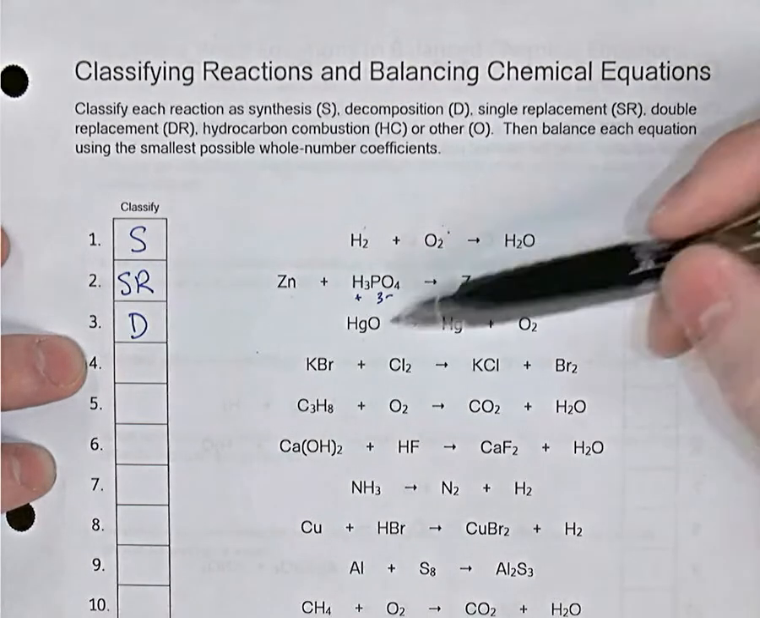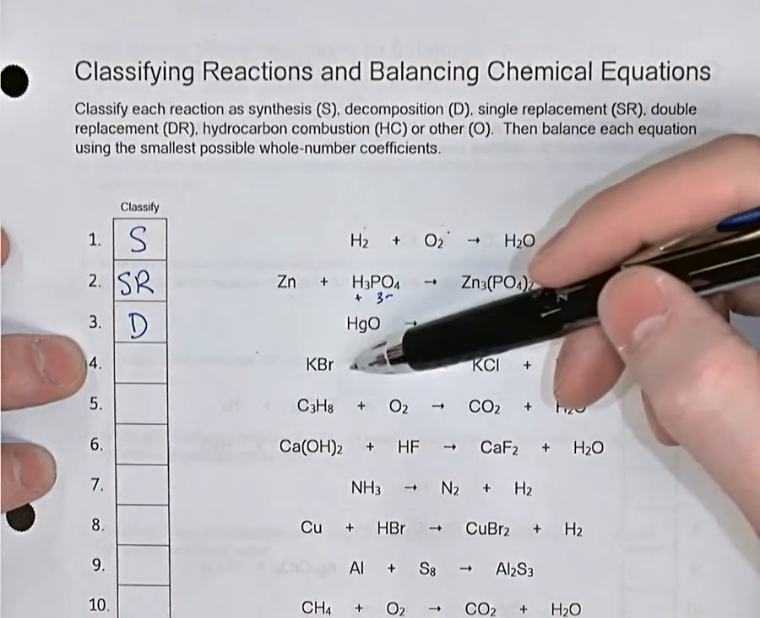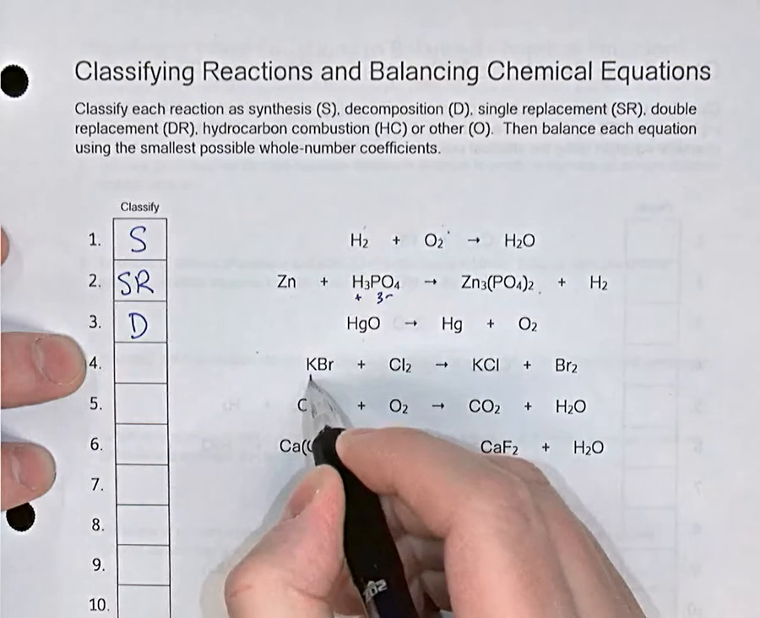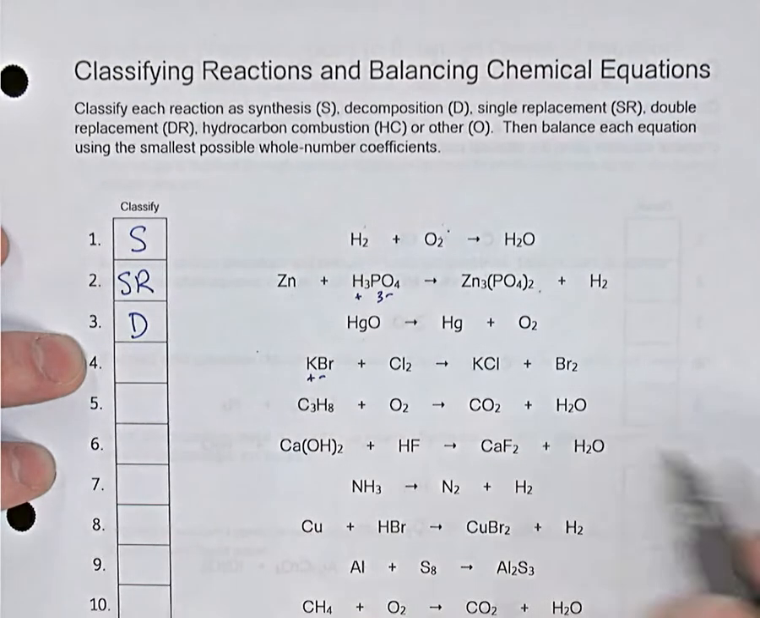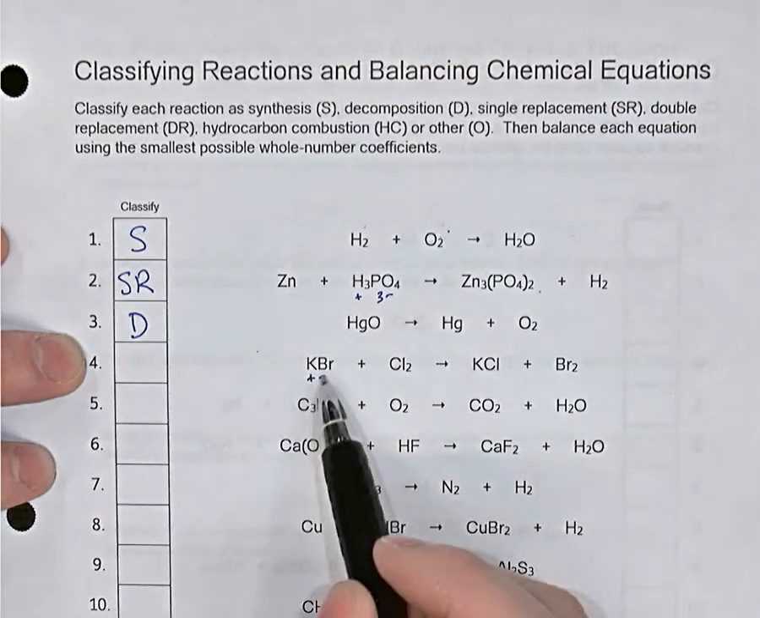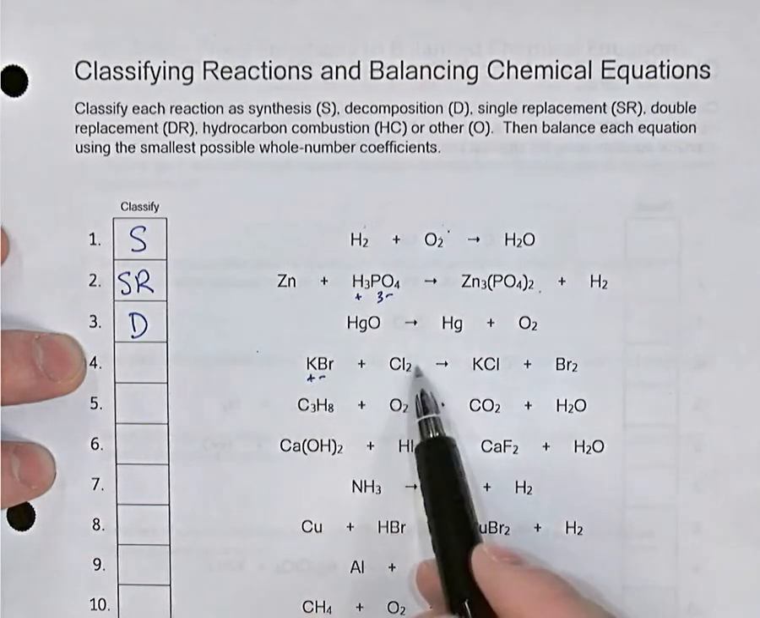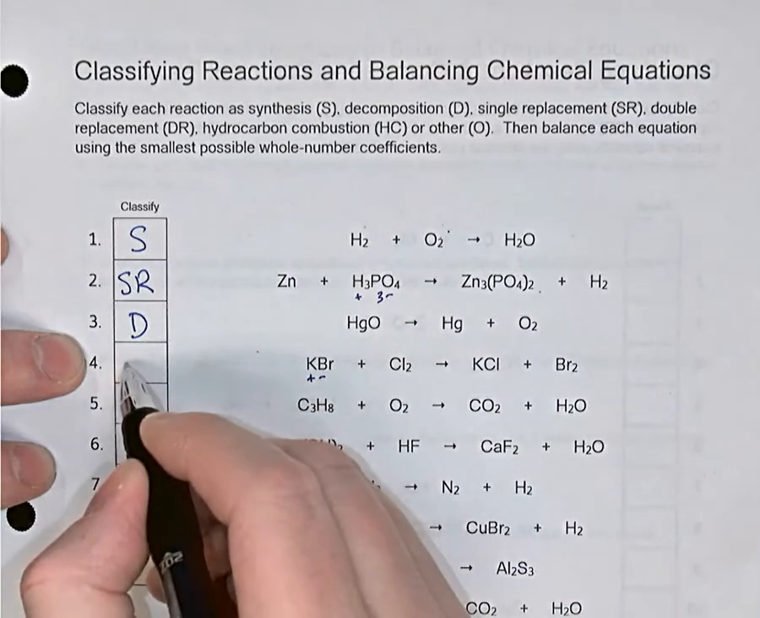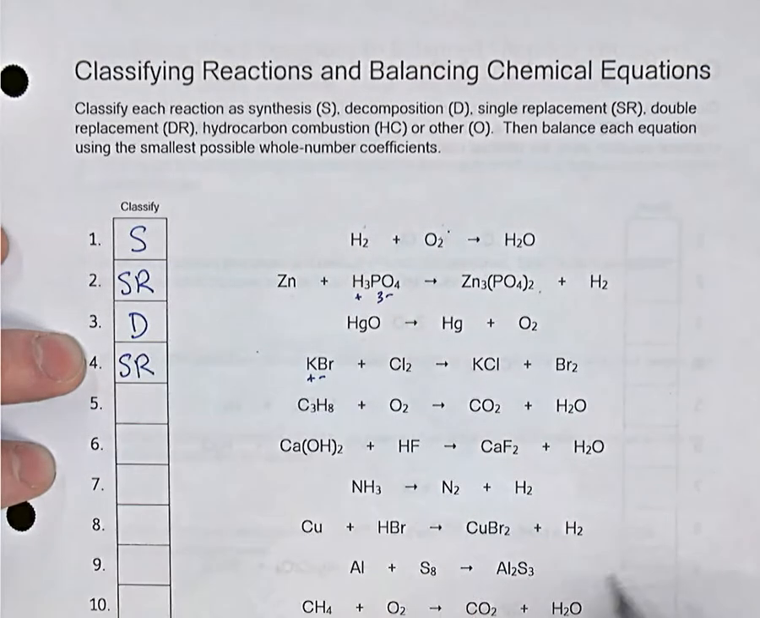Number 4, this is sort of like the second one, looking at it. We have a compound with a positive and a negative ion, and it's reacting with an element. So this is like that dancing analogy. A couple here is dancing, and an element wants to come in and dance as well. So this would be the single replacement reaction.